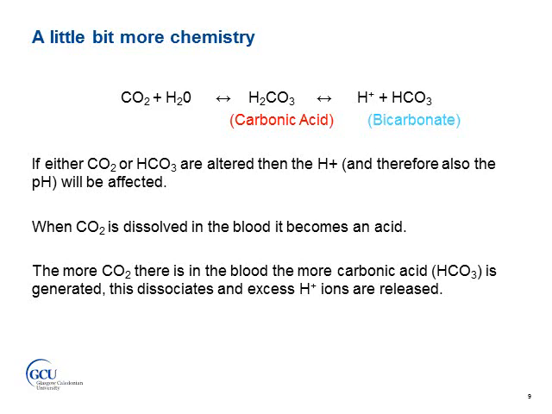When carbon dioxide is dissolved in the blood, it becomes acid. The more carbon dioxide there is in the blood, the more carbonic acid is generated. This dissociates and there are excess hydrogen ions which are then released.